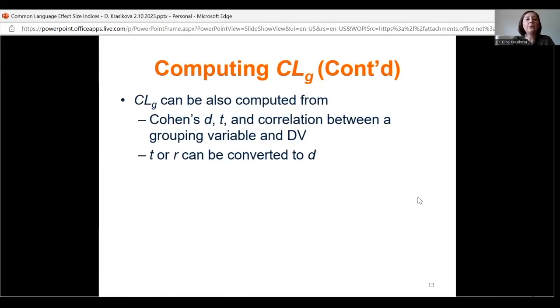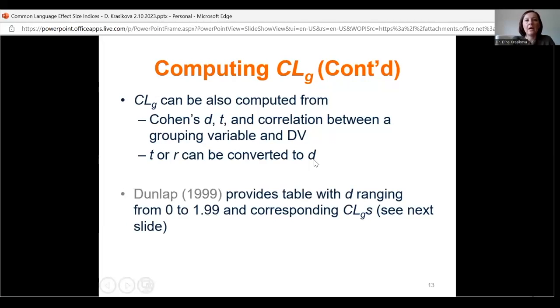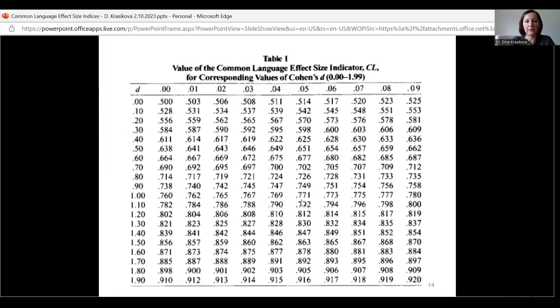If you don't have access to raw data or you don't have means and standard deviations, you can compute CLG from Cohen's d, the t-statistic, or the correlation between the grouping variable and the dependent variable. And you can convert t and r to d and backwards. To do this, Dunlap provides a table with values of Cohen's d ranging from 0 to 1.99 and corresponding CLGs. Dunlap also provides a code that can be used to compute the CLGs from Cohen's d. So this is the table from Dunlap's paper.